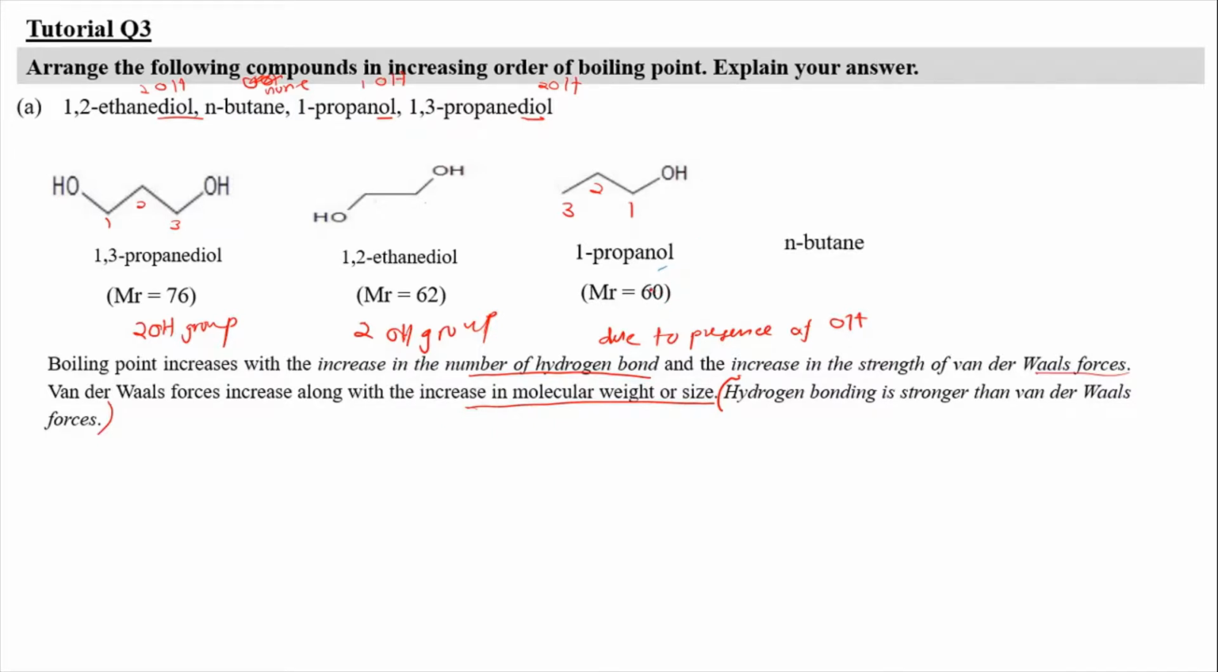Now we're going to draw butane. So butane will have no hydroxyl group, but you just have a 4 carbon chain. So 1, 2, 3, 4. And the molecular weight here is going to be 58.